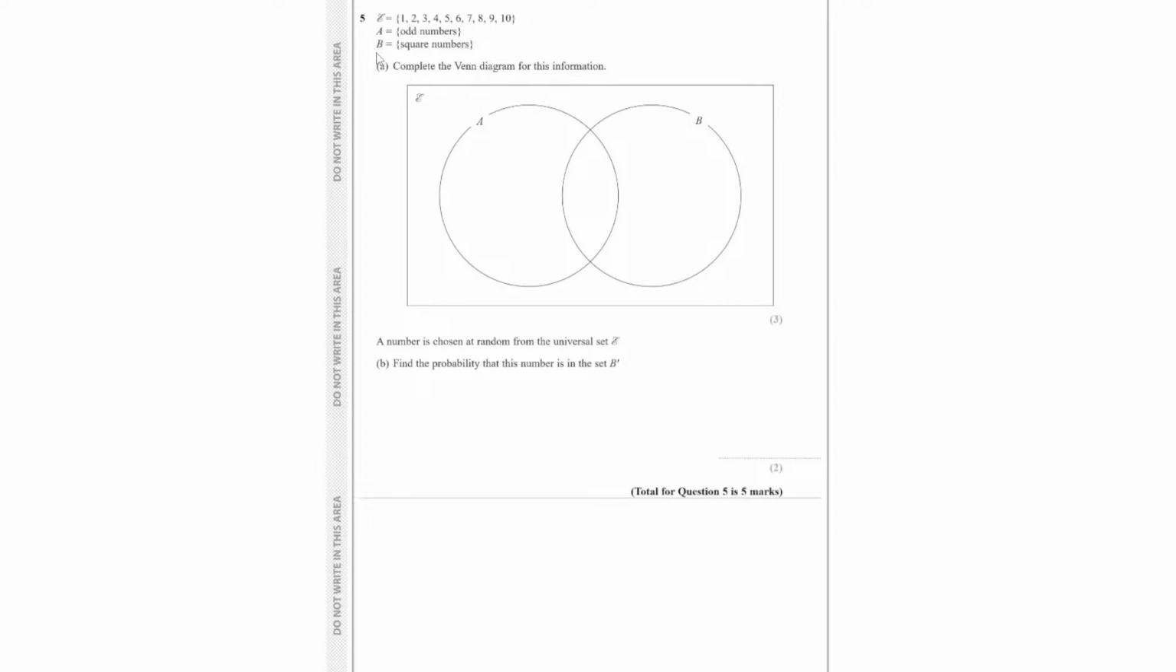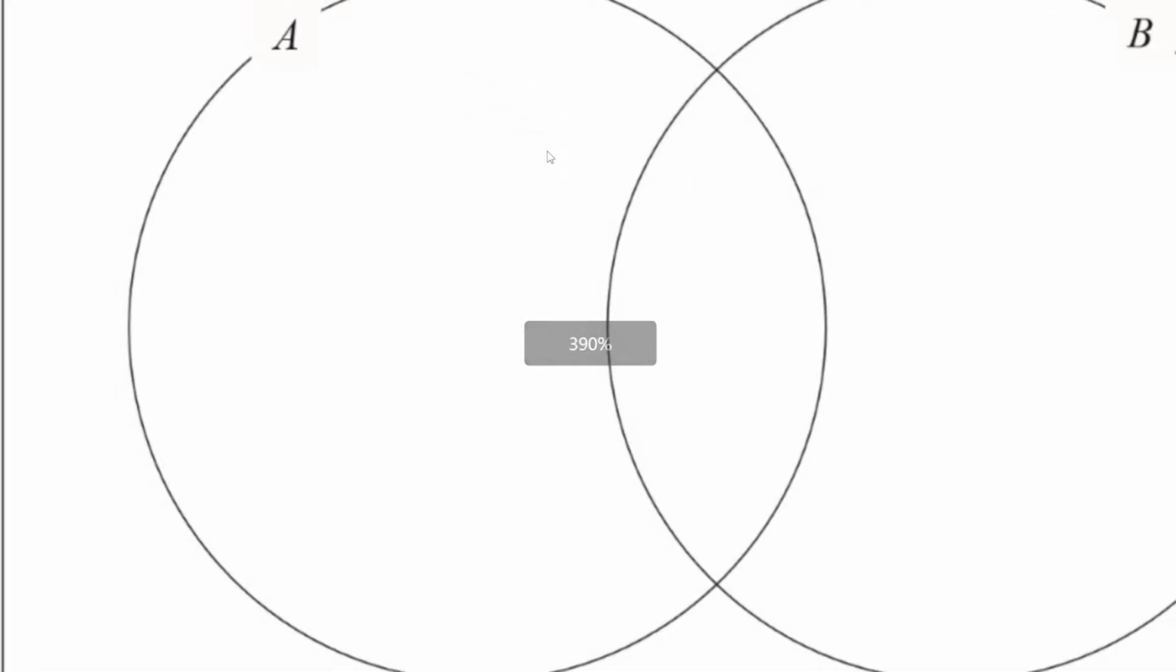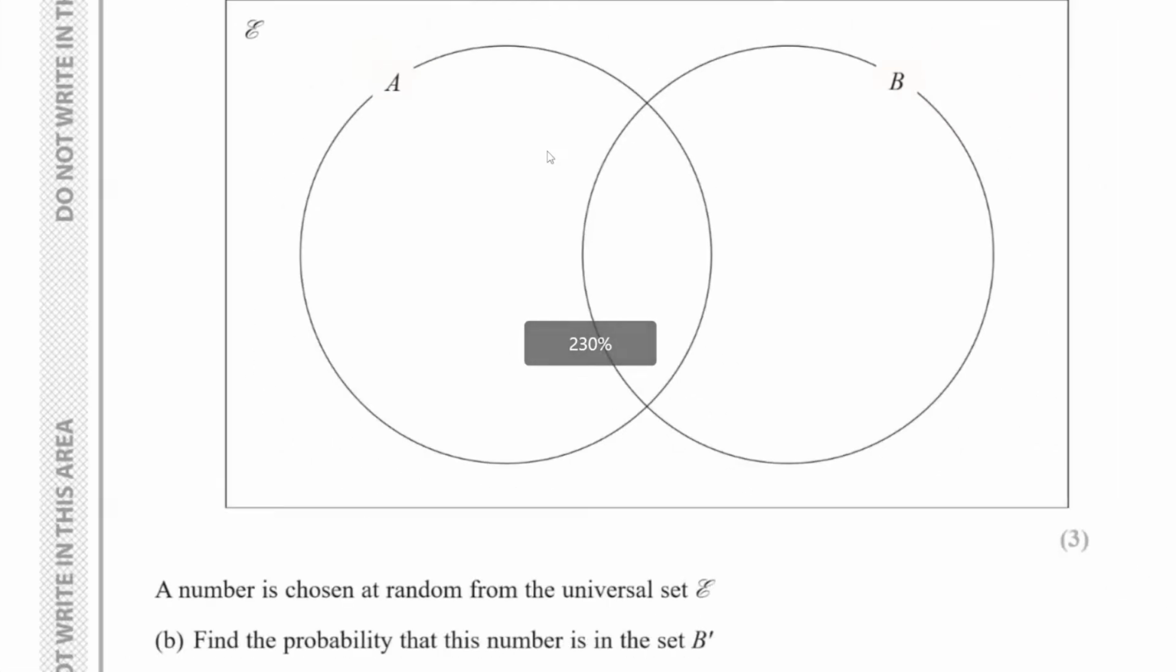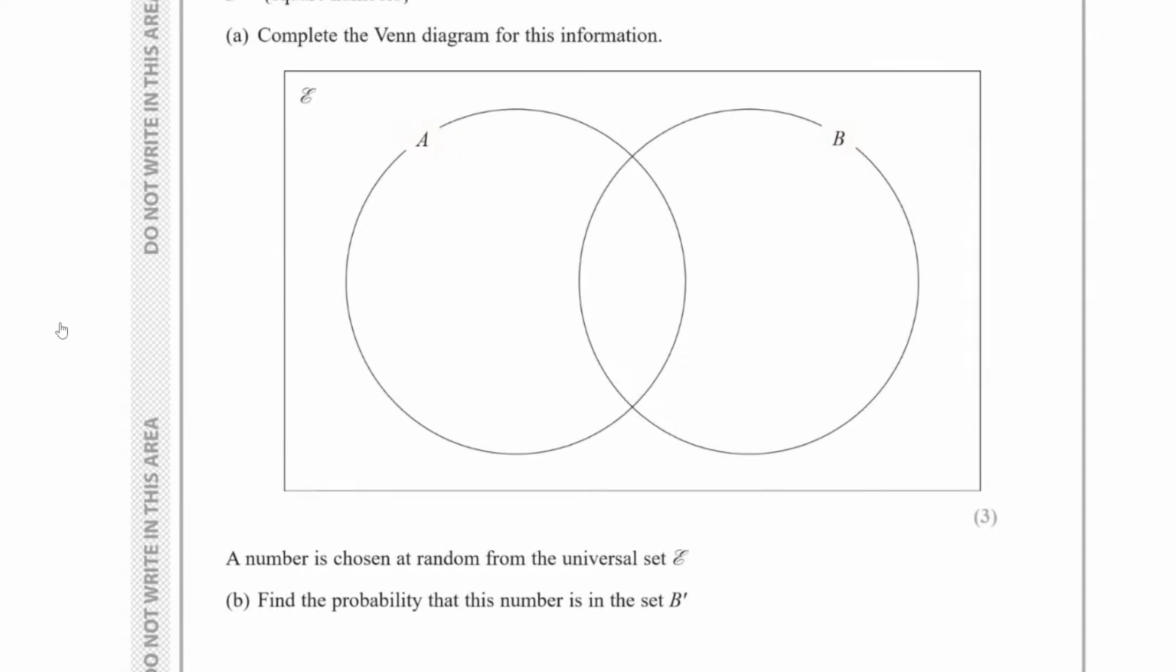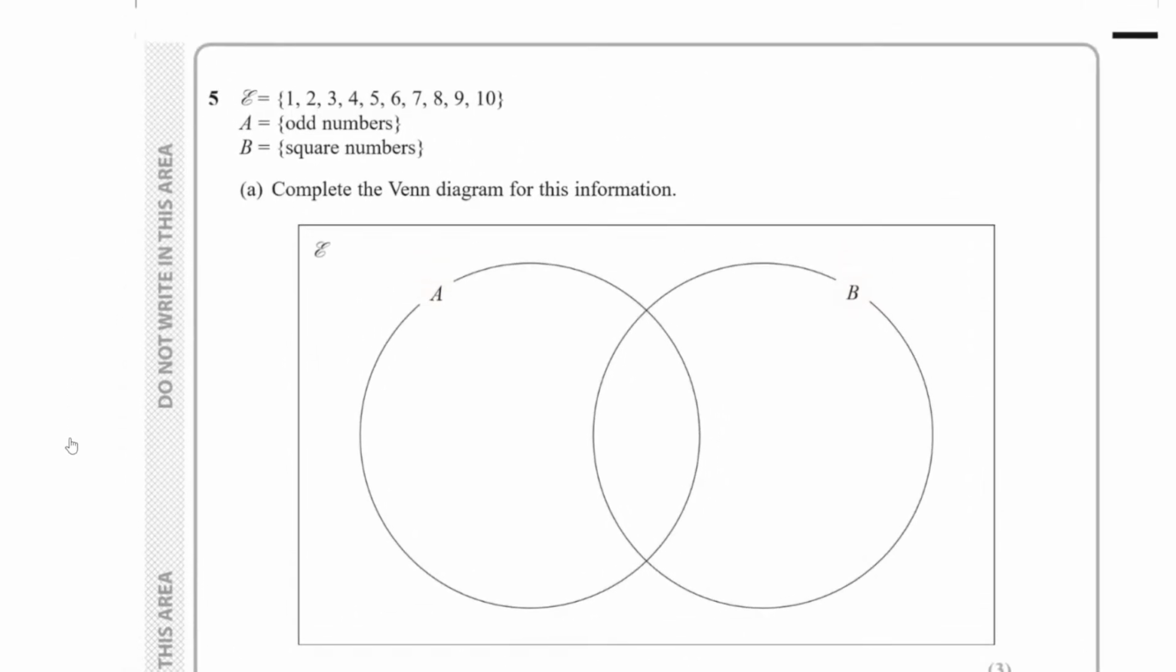Then they've said more specifically, so from those numbers 1 to 10, the ones in the A circle are odd and the ones in the B circle are square numbers, and therefore the overlap would be those that are odd and square numbers. So we need to complete the Venn diagram for this information. Now I might try and see if I can zoom in a bit. There, just so that we can really look at it in more detail.